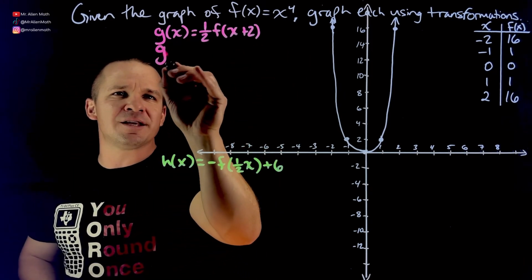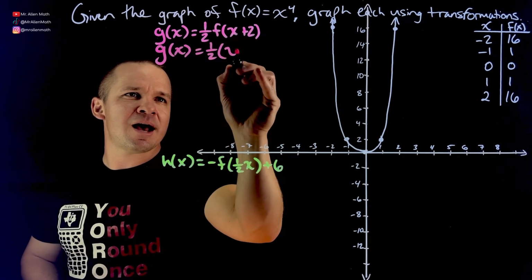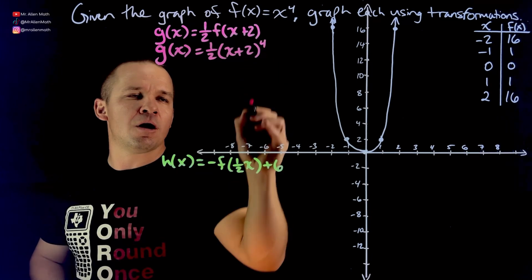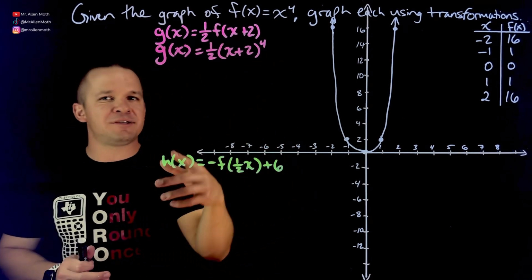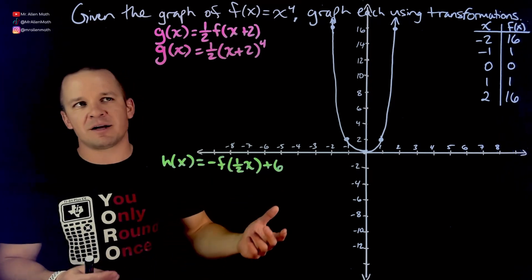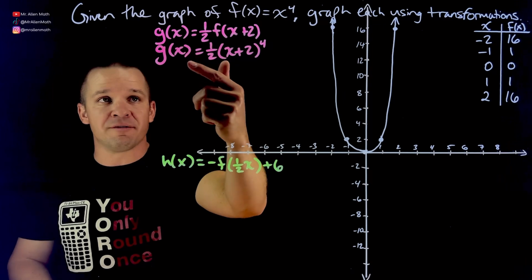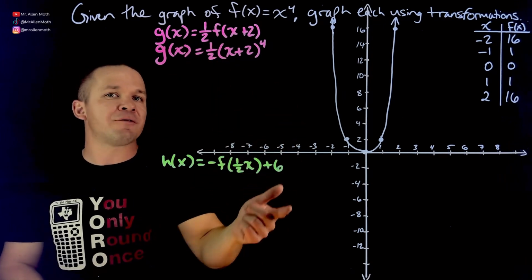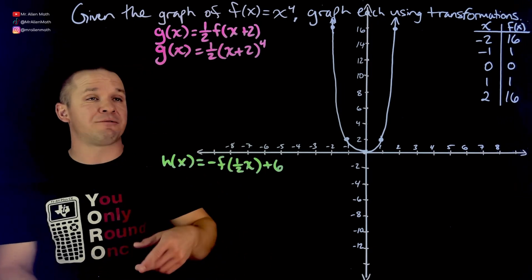So let's rewrite this thing and then kind of figure out what's going on here. So this would be 1/2 times x plus 2 all raised to the 4th power. Okay, so this would be your normal way of seeing it, but I've seen on some multiple choice standardized tests, they'll just say, what are the transformations that give you g of x? Well, on the outside, I have a 1/2, so it's a vertical compression by 1/2. On the inside, we have a +2, so that's left 2.